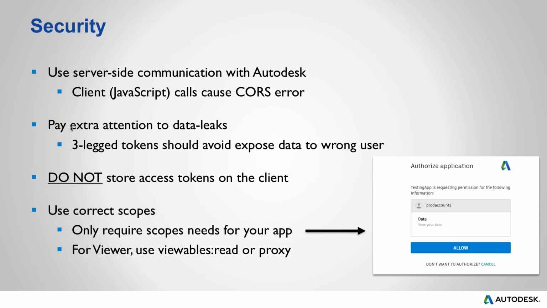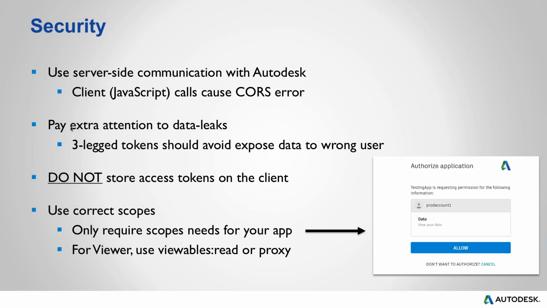So coming back to the second point here on this list, pay extra attention to data leaks. As I said, if you're using three-legged tokens, it should be better. But in any case, try to avoid downloading some data and then showing that data from your server, because that may be a problem if you don't have the correct user permissions to handle that data. So pay extra attention to that, because the data is the important piece. And if you're showing data to the wrong user, that can cause a lot of problems to you and to us, right? Because the data is being exposed to the wrong user.